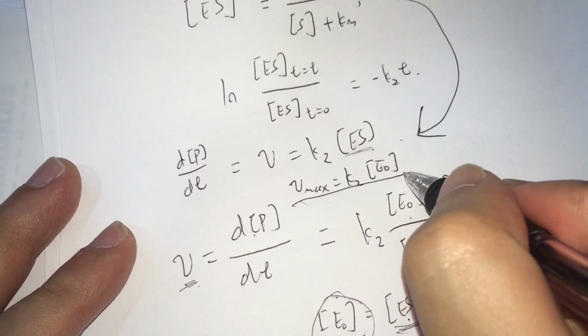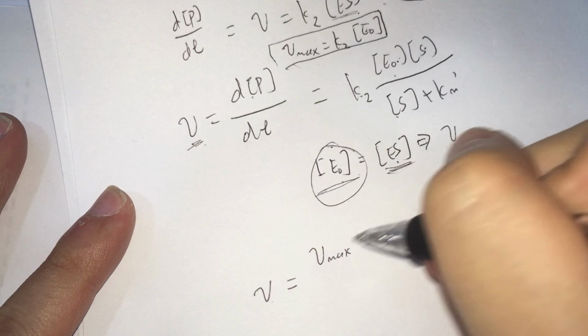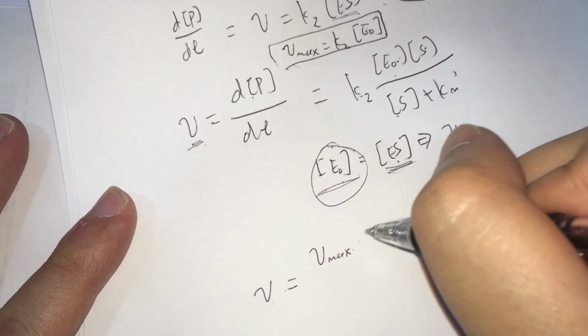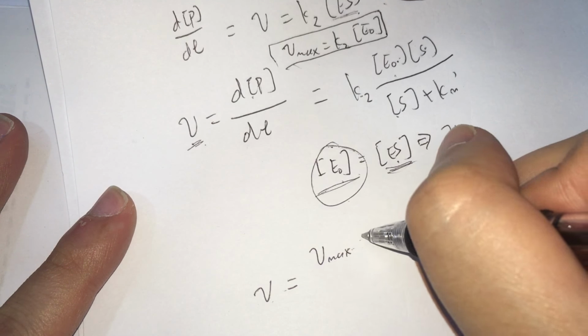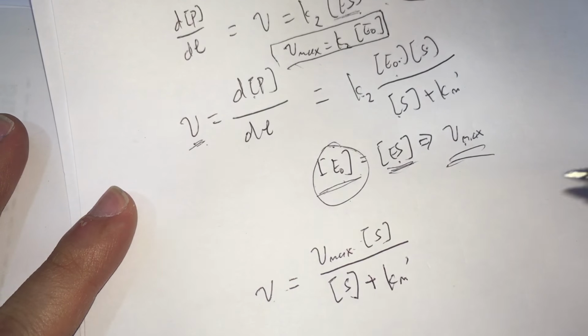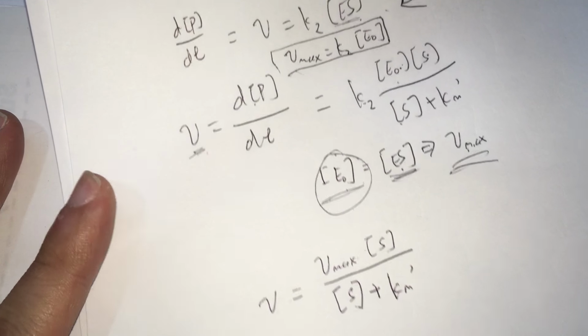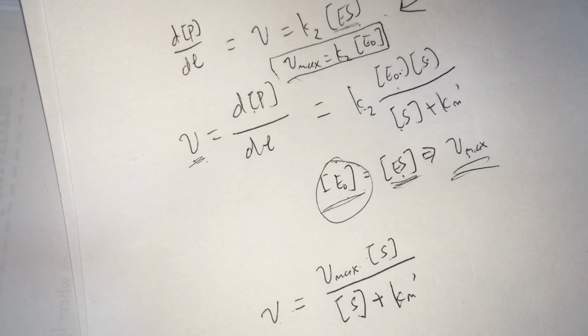So another way we can write this rate of production of P is equal to the maximum rate of production of P times the concentration of S, over this denominator here. And that's what we have for our rapid equilibrium assumption, where the second reaction is rate controlling.